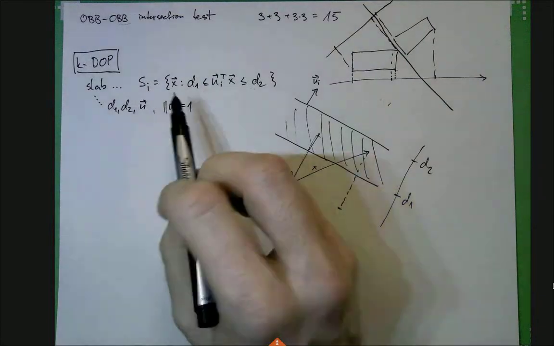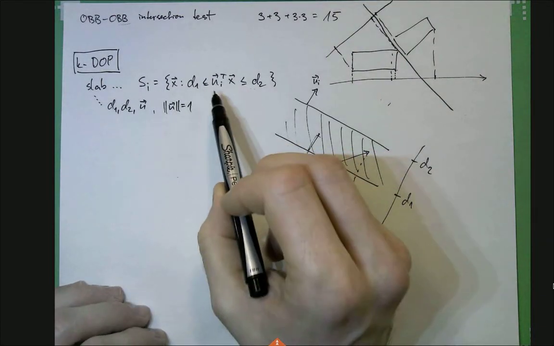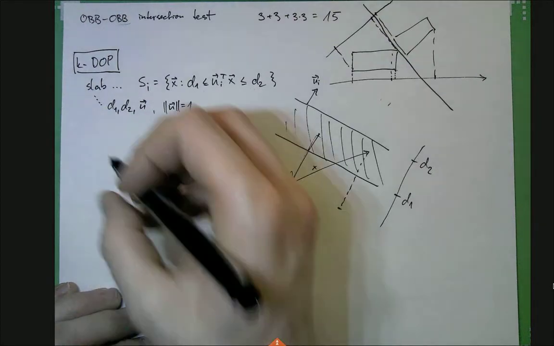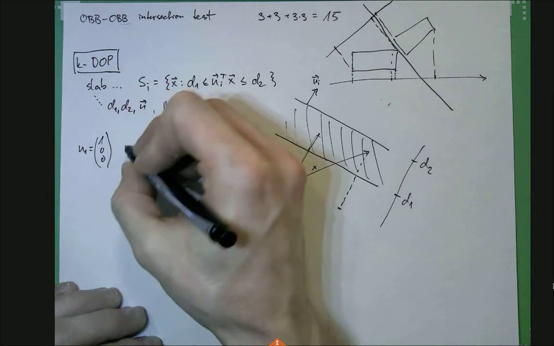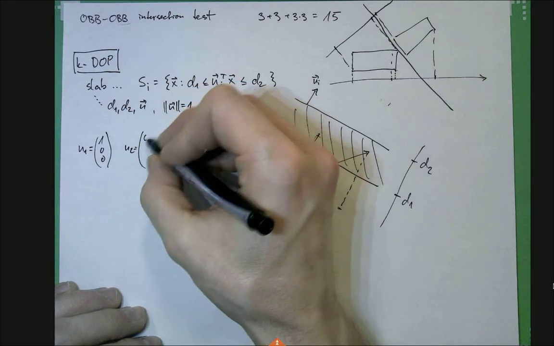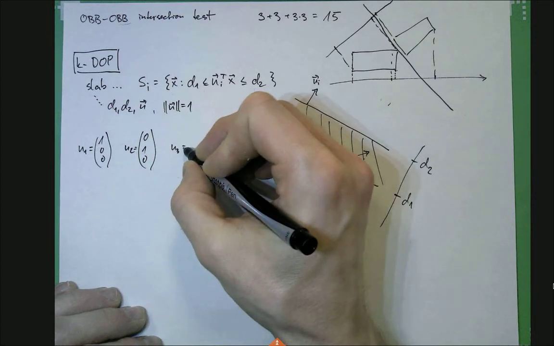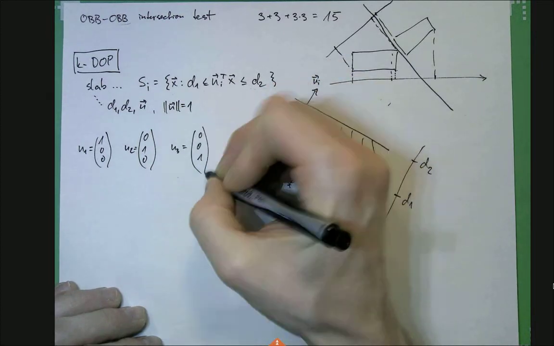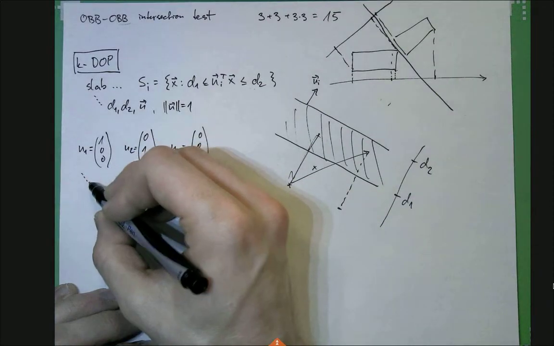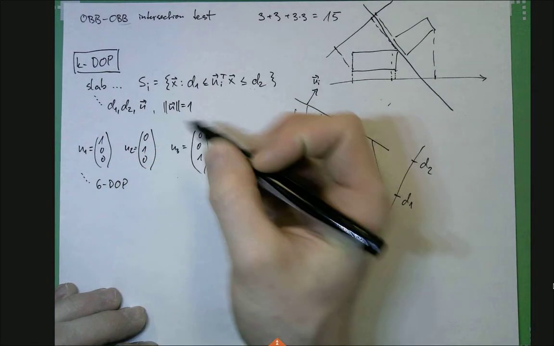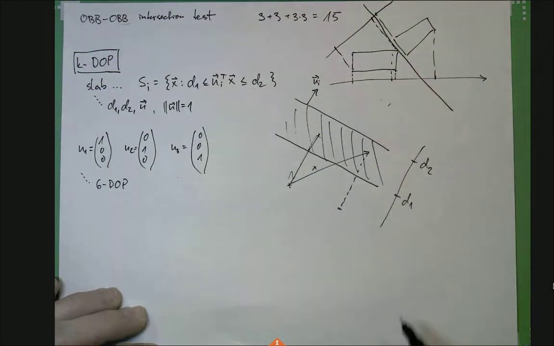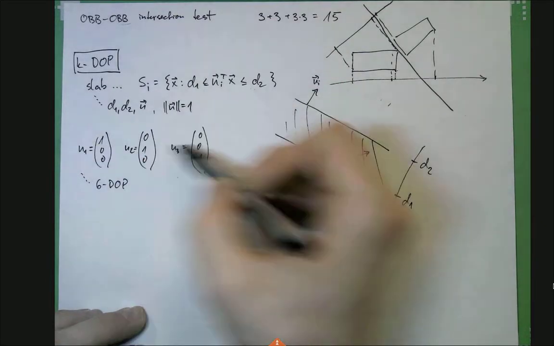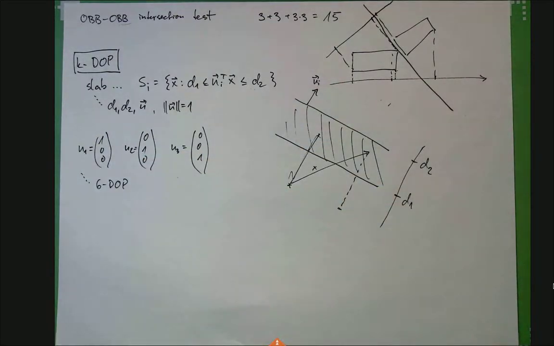So the main question here is, where do I take the normals from? Let's say that my normal 1 is (1, 0, 0), my normal 2 is (0, 1, 0), and my normal 3 is (0, 0, 1). This case is sometimes called 6-DOP, because I have only 3 normals, but every normal defines 2 planes. So that's why I multiply by 2, and 3 times 2 gives me a 6-DOP. So what is a 6-DOP?